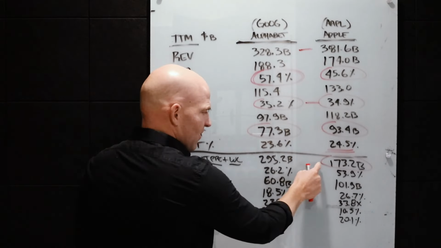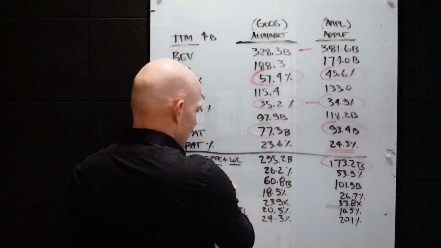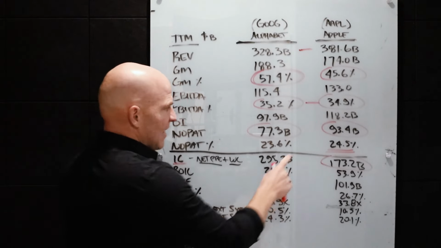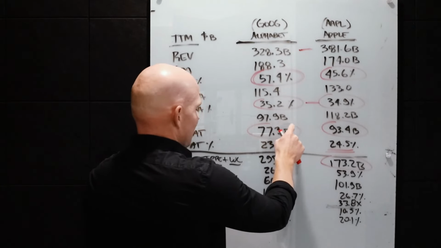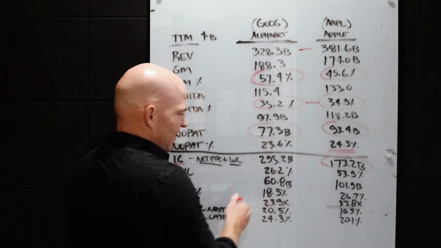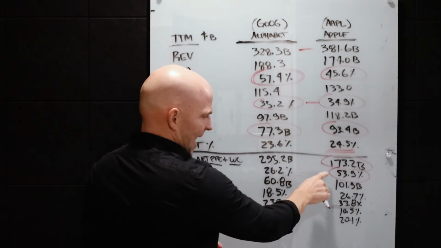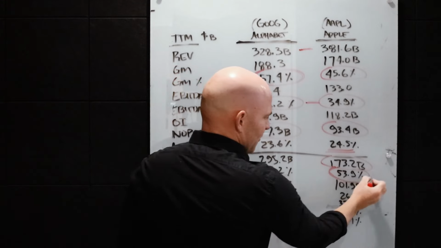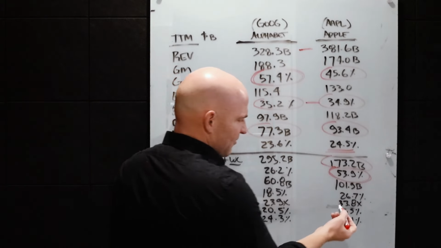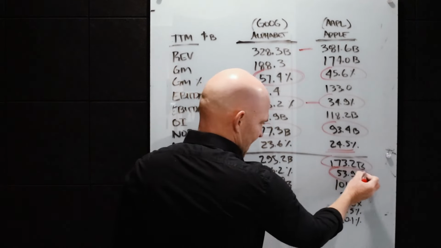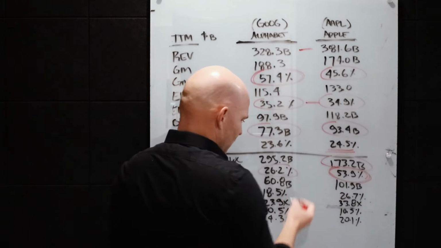And when you figure out this base, right, by adding up your net PP&E and your working capital, and then you take your net operating profit after tax and you divide that by your invested capital, this number is going to be really surprising. So look at this. Apple is able to earn a 53.9% return on their invested capital compared to Google, which is 26.2.